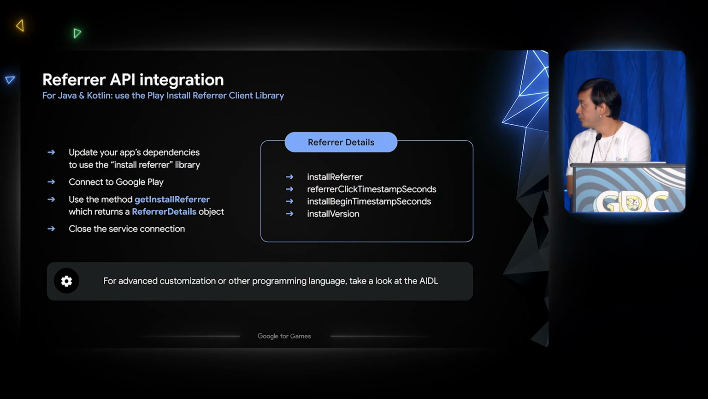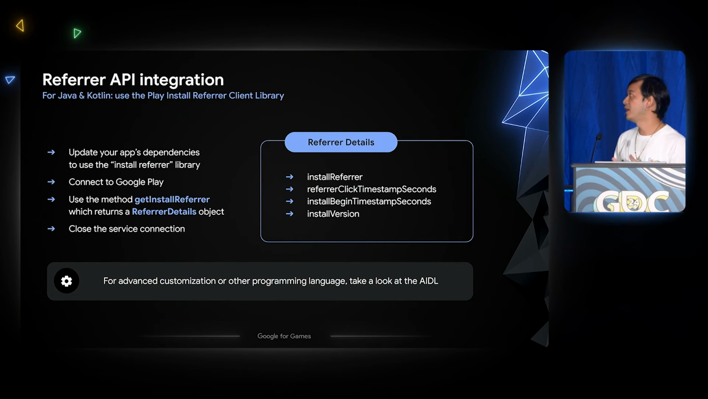There are two ways to integrate the Referrer API into your game client. If your game is using Java or Kotlin, or you have a way to call the Java or Kotlin API directly, you should use our Play Install Referrer client library, which is built by us to make it simpler and easier for you to call the API. There are 4 steps to do that. First of all, update your app dependency to use the Install Referrer library. Second step, before you can call any of its APIs, you need to establish a connection to the Google Play app. After doing that, you can use the method getInstallReferrer, which returns the ReferrerDetails object.